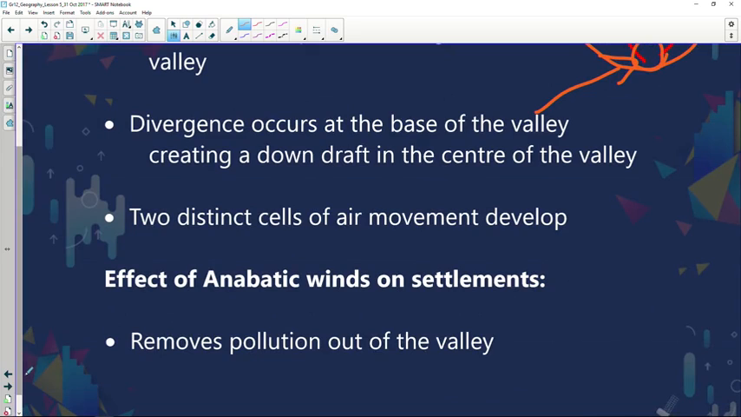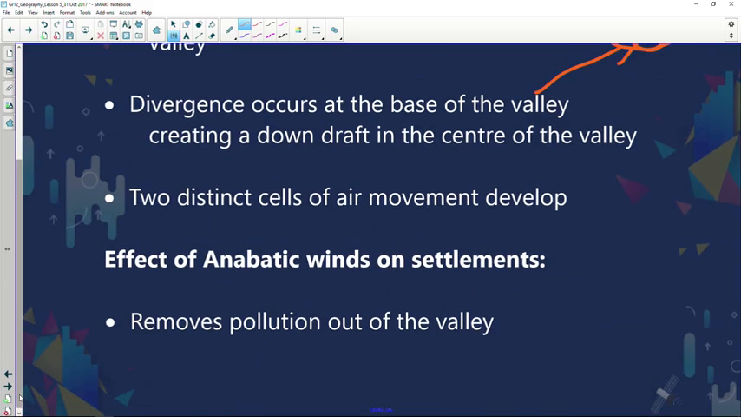Because what it does is, with the rising air, that rises upslope. Now, if you think of pollution, pollution is usually smoke, CO2 gases, and if you look at it, what does it do? With the adiabatic winds, it carries this pollution out of the valley area. That's quite vitally important, and it creates a healthier living space for the settlement.